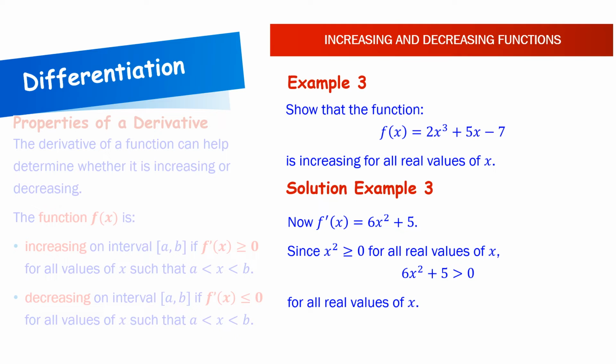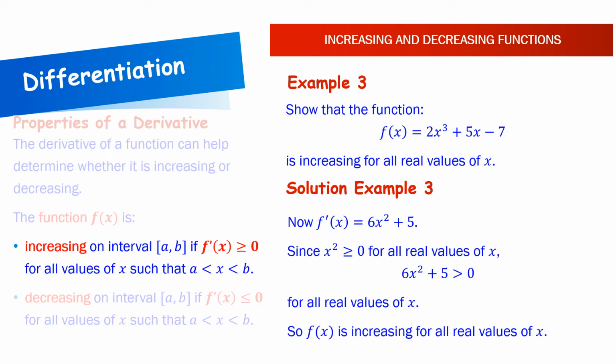Now, since x squared is greater than or equal to 0 for all real values of x, we have that 6x squared plus 5 is greater than 0 for all real values of x also. And therefore, f of x is increasing for all real values of x. And this comes from this statement shown here.